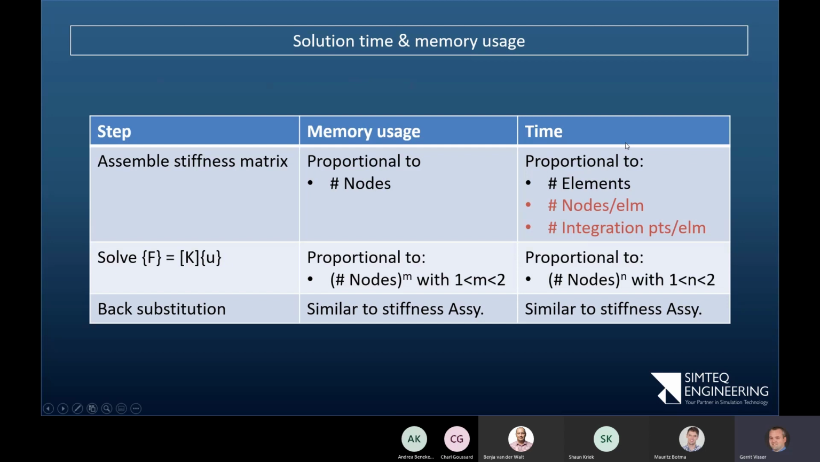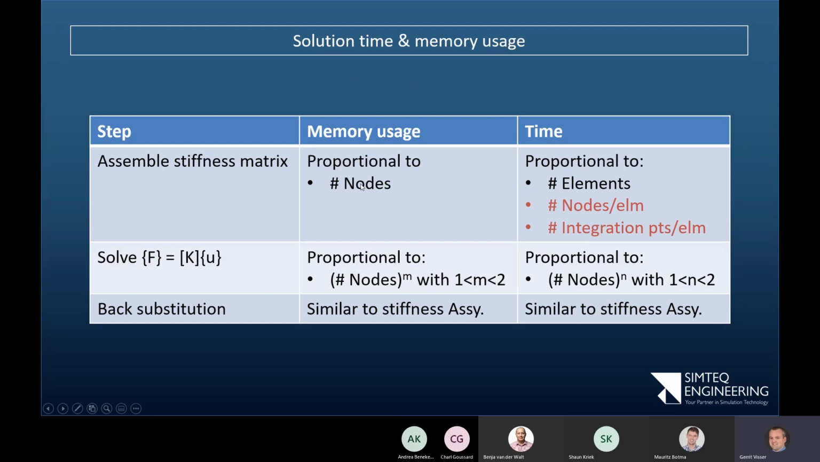The time to set up is proportional to the number of elements, obviously. More elements take longer to set up that matrix, but it also depends on how many nodes each element has, because every one of the nodes needs to be added. In addition, there's the number of integration points per element, because each of those integration points plays a role at every one of the nodes. So it becomes more expensive for every integration point, for every node of the element, which is then added to the global stiffness matrix.